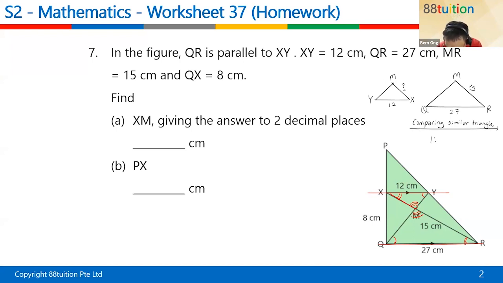You compare 12 versus 27 is equal to XM over 15. Then you do a cross multiplication. So once you draw, it's very, very clear. So XM is equal to 15 times 12 over 27, which is equal to, press your calculator, 15 times 12 divided by 27. The answer is 6 and 2/3.